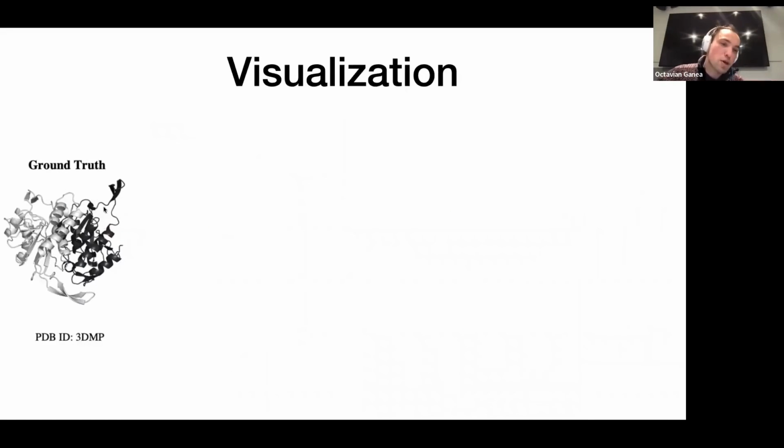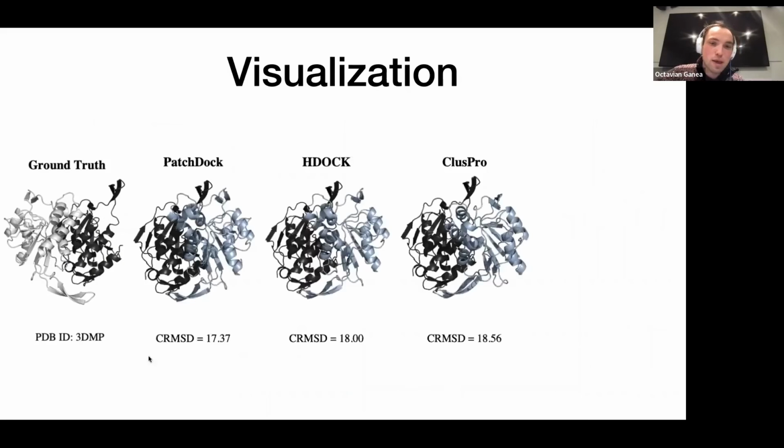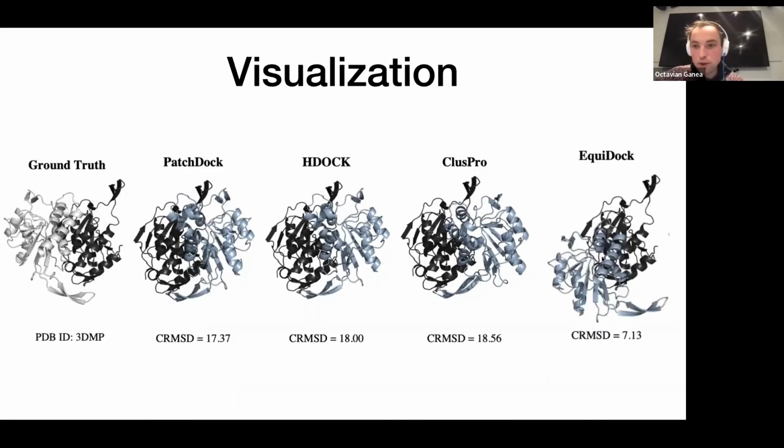We have a ground truth here of a protein complex. We're going to keep this black protein fixed across all these images, and you see that these baselines place the other protein on the wrong side of the black protein. Our model finds the right side. It's obviously not perfect, as you can see, but it gives a good prediction of the binding site.